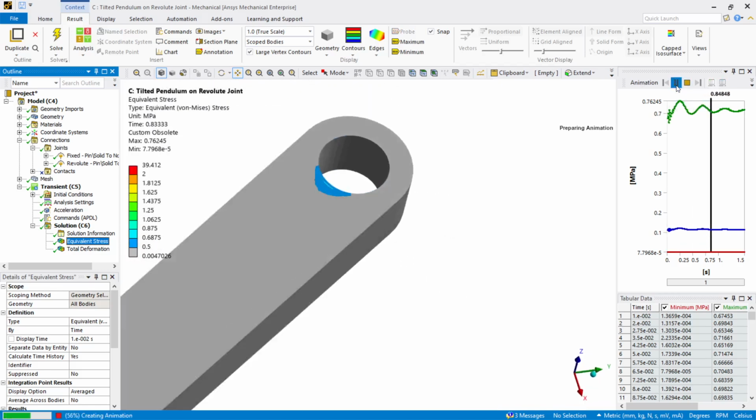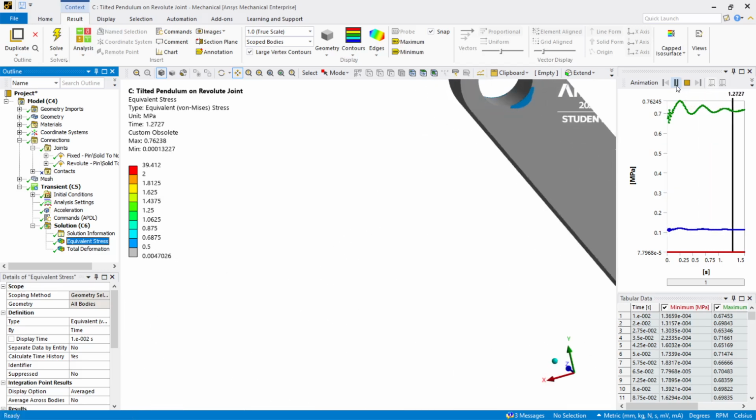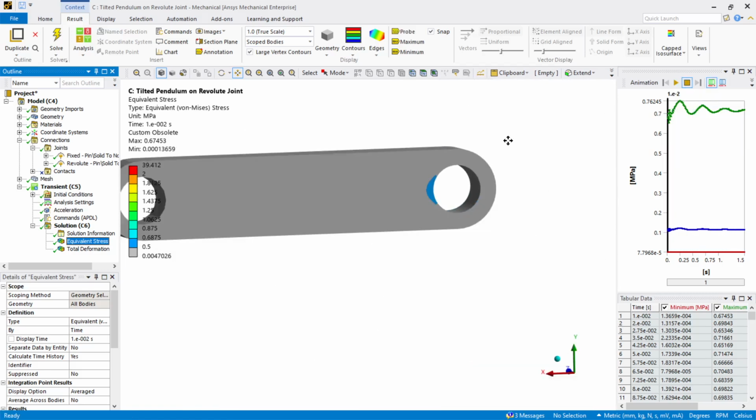So I guess looking at the back side here, this is the end of the demonstration. I hope that explains some differences between revolute joints and full contact, and how stress can be evaluated in a dynamic simulation, including all the inertia effects.